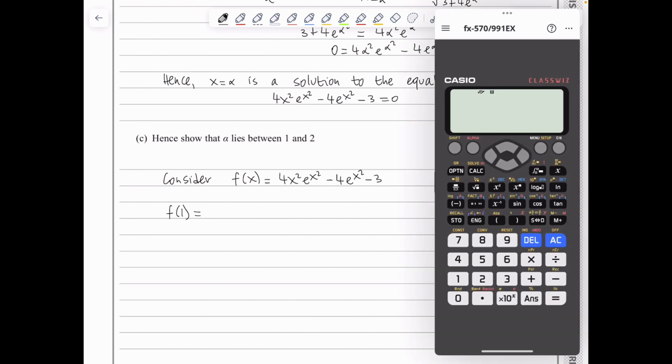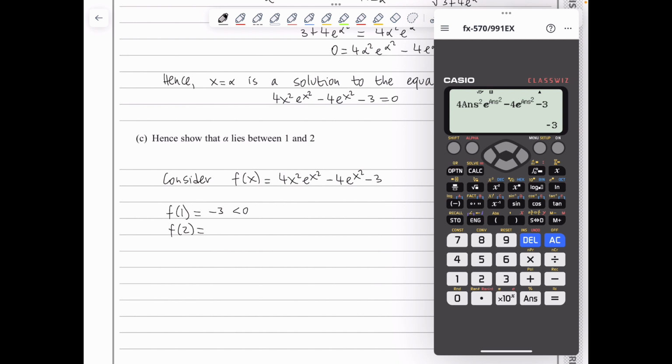So I'll get my calculator, I press 1 and equal, so I store the 1 on my answer key, and I do 4 times n squared e to the n squared minus 4 e to the n squared minus the 3. So remember, the answer key is holding the value of 1. This is giving an answer of negative 3, which is less than 0. And then I want to find f of 2.